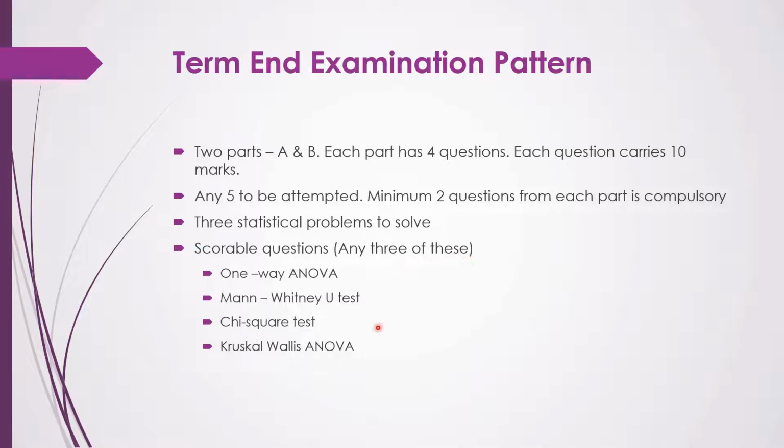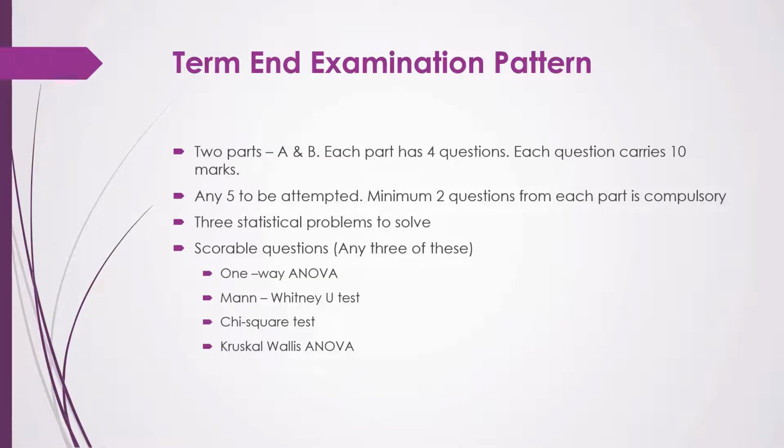Now, if you analyze past 10 TEEs or the term end examinations, you will see that the pattern hasn't changed much. The 3 statistical problems would be from these 4 topics: One-Way ANOVA, Mann-Whitney U-test, chi-square test, or the Kruskal-Wallis ANOVA. In this video, I'll be teaching One-Way ANOVA, but I'll be dropping videos for the other 3 pretty soon.